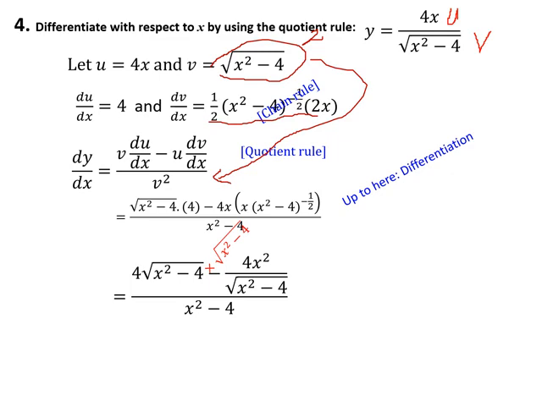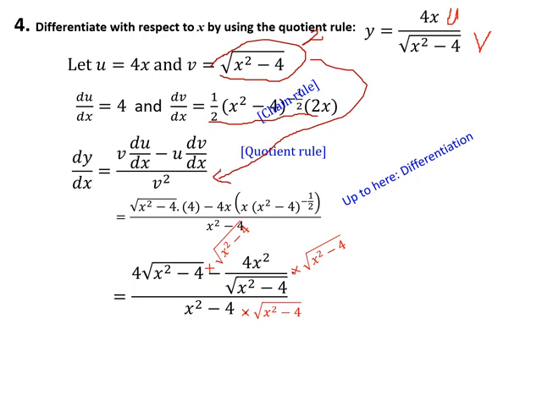Then maybe if you want to remove the square root or the fraction in the numerator so that your function doesn't look that messy, you can multiply both numerator and denominator by the square root of x squared minus 4. So you multiply each and every term there by x squared minus 4. This one will also be multiplied by x squared minus 4, and this one will also be multiplied by x squared minus 4.